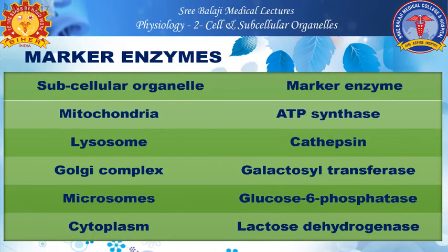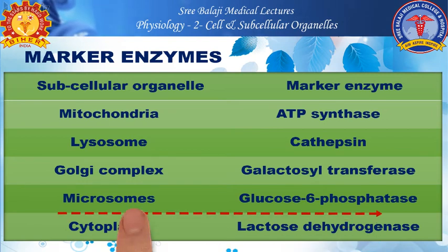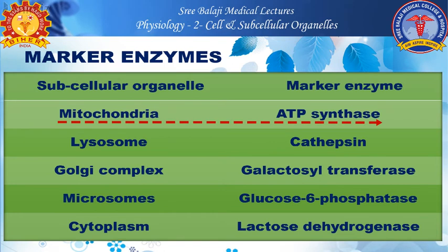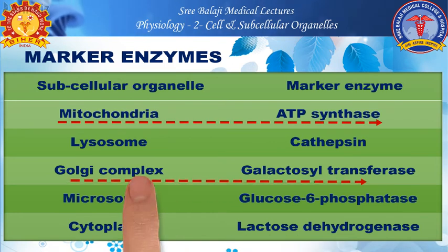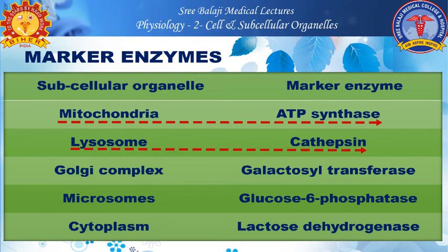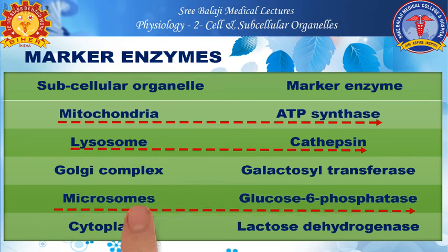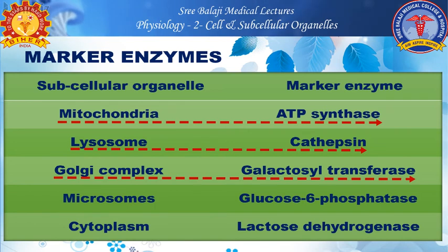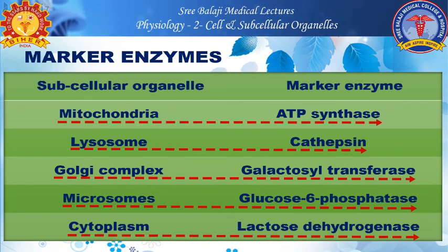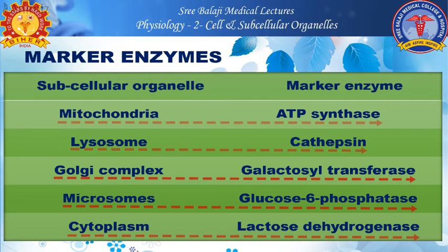Now we know every organelle has one function, and there are certain marker enzymes which will identify that particular organelle. What are the marker enzymes? We all know mitochondria is the powerhouse, and so ATP synthase is the marker enzyme. Lysosome is the suicidal bag with enzymes breaking down, and its marker enzyme is cathepsin. Golgi complex, where protein sorting and packaging and glycoprotein synthesis take place, has galactosyl transferase as the marker enzyme. Microsomes, glucose 6-phosphatase. Cytoplasm, lactate dehydrogenase. These are the marker enzymes of the subcellular organelles.